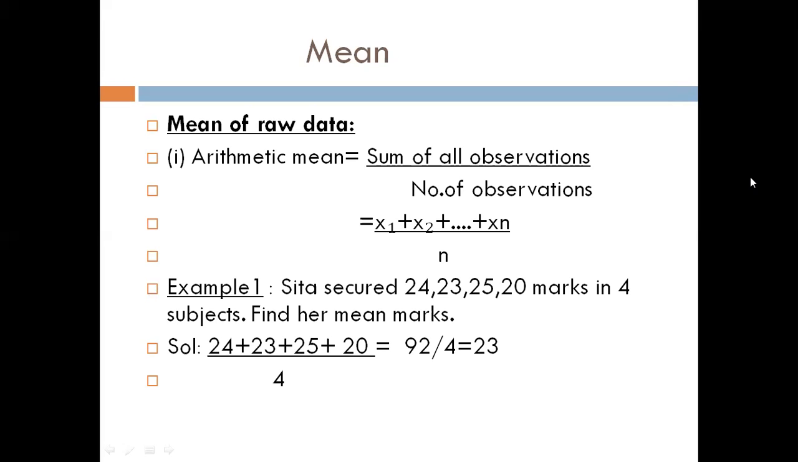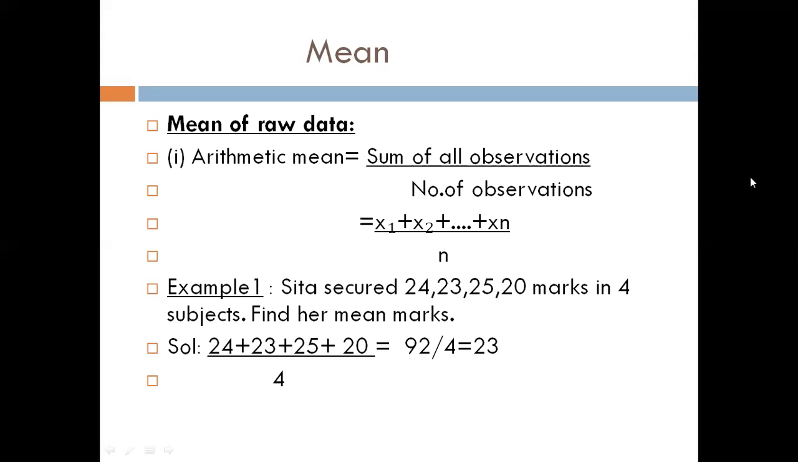Let us see one example based on this. Sita secured 24, 23, 25, 20 marks in 4 subjects. Find her mean marks. That means sum of all observations, that is 24 plus 23 plus 25 plus 20 by number of observations, which are 4, so by 4. That is equal to 92 by 4, that is 23.